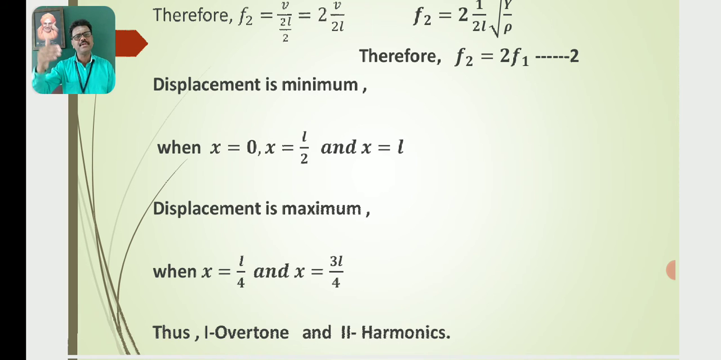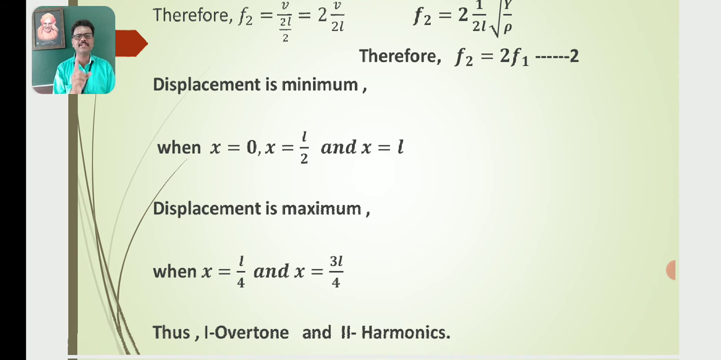But what we know is that in case of fundamental frequency, in case of first mode of vibration, F1 is equal to 1 by 2L into root of Y by rho. So because of that, here the factor 1 by 2L root of Y by rho can be replaced by F1. Therefore, F2 is equal to 2F1. Let this be equation number 2.